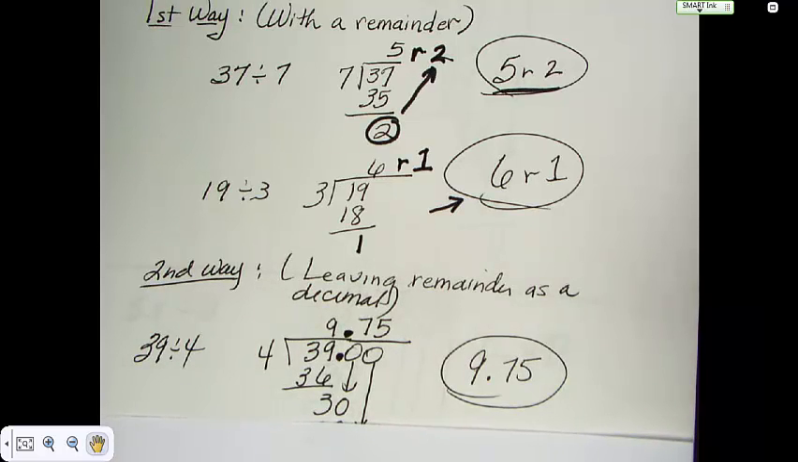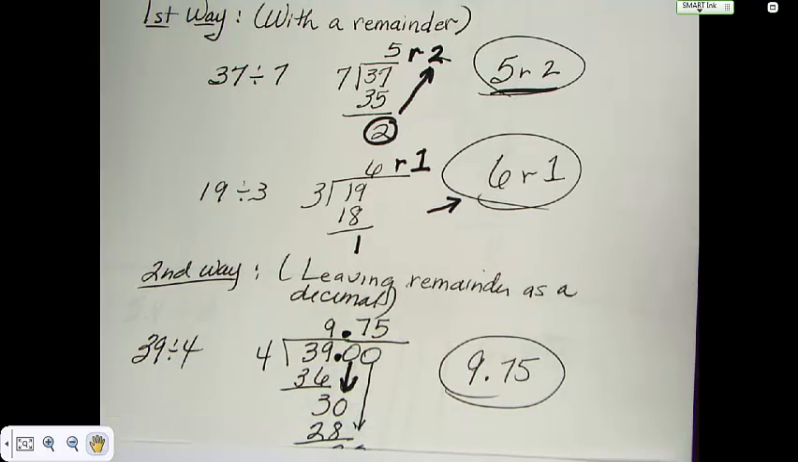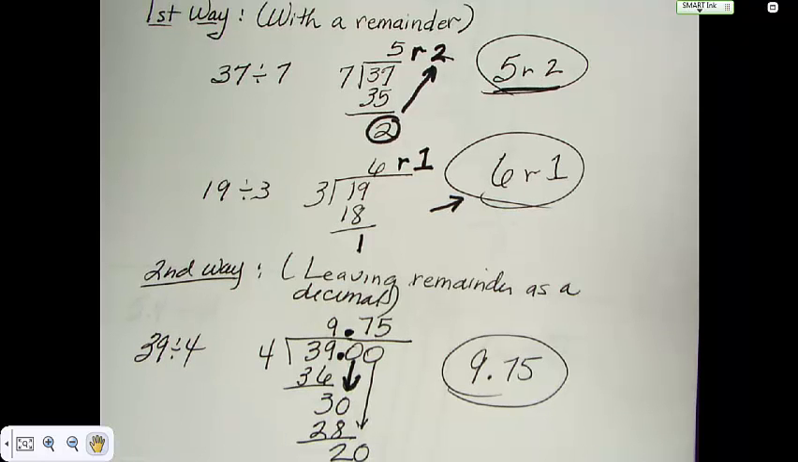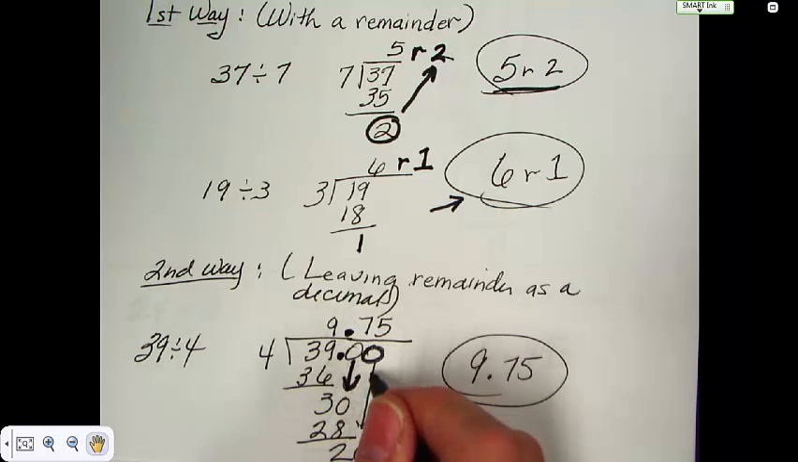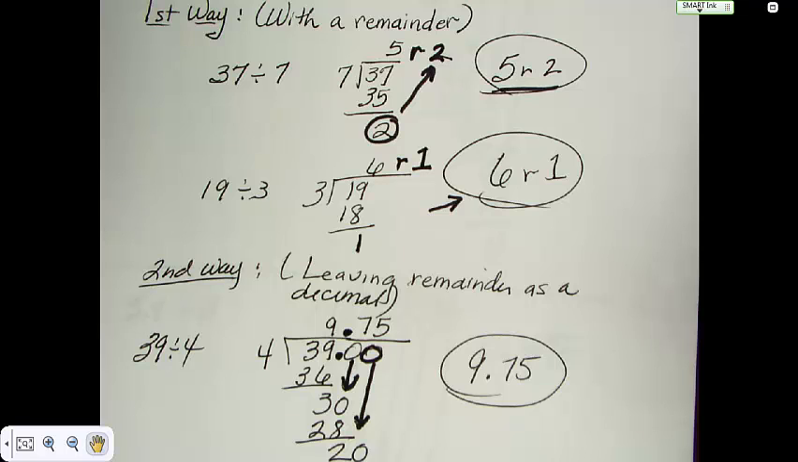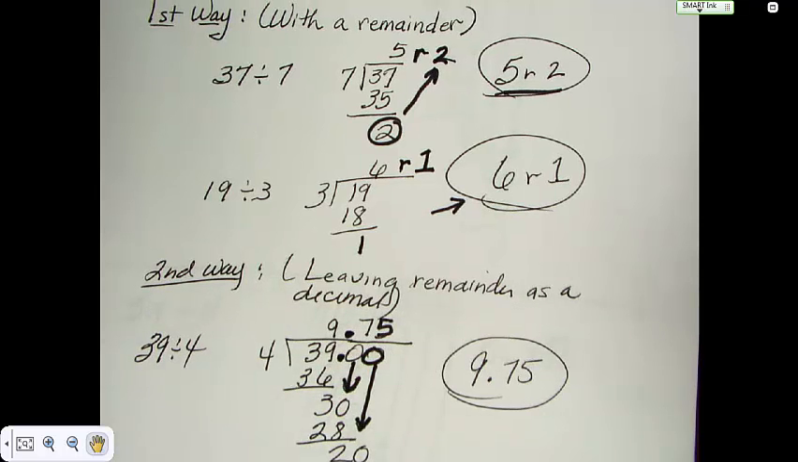And now I have 3, and I bring down one of the zeros that I've just added. And 4 goes into 30, 7 times. 7 times 4 is 28. Subtract, you end up with 20. You've got to add another 0, bring it down, okay? And 4 goes into 20 5 times. So you write your 5 up here, 20 here, subtract, you have 0. Now that you've got 0, you're done.